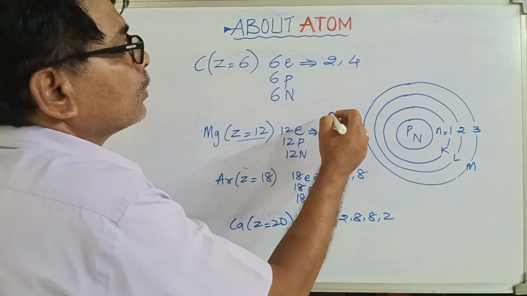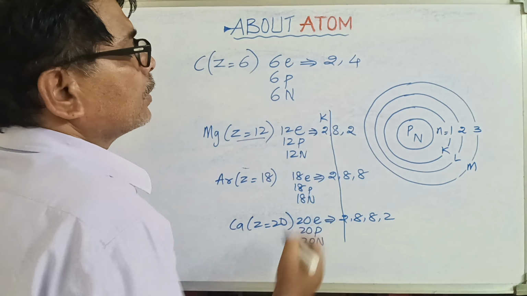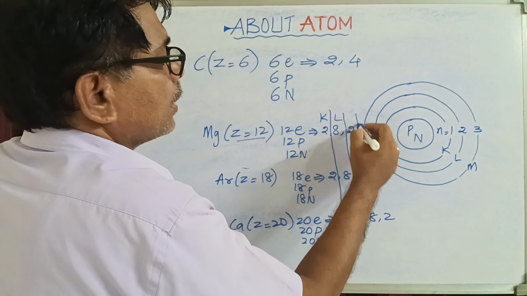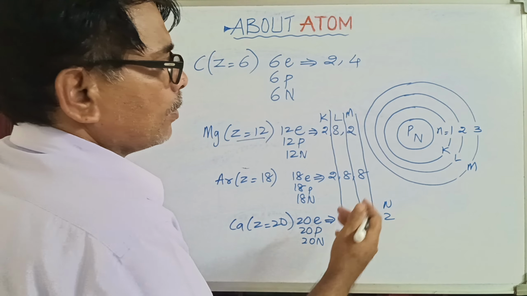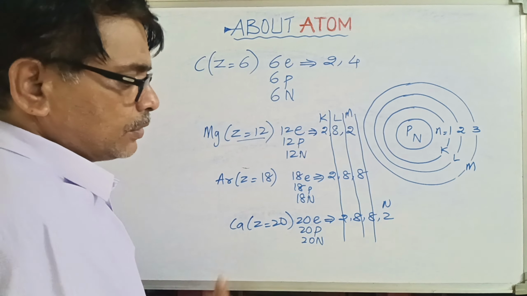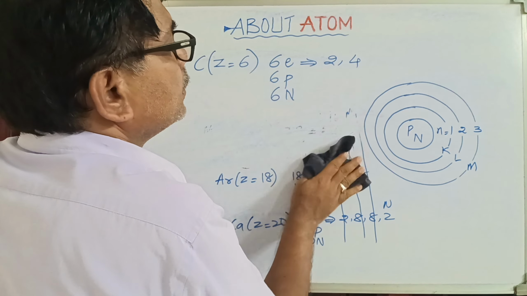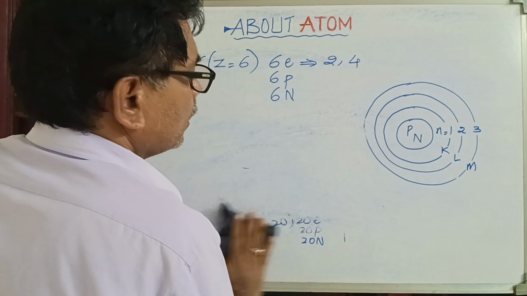First shell. Remember, once again I am showing you, this all comes under one shell, the K shell. Second, this is the L shell. And this is the M shell. And this is the N shell. No problem, it goes on like that: 2, 8, 8, 2. So this is how electrons are placed inside the orbits, or they are also called shells.